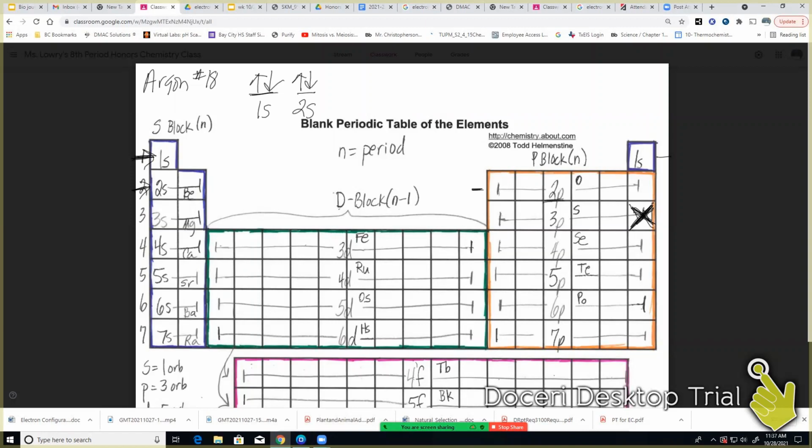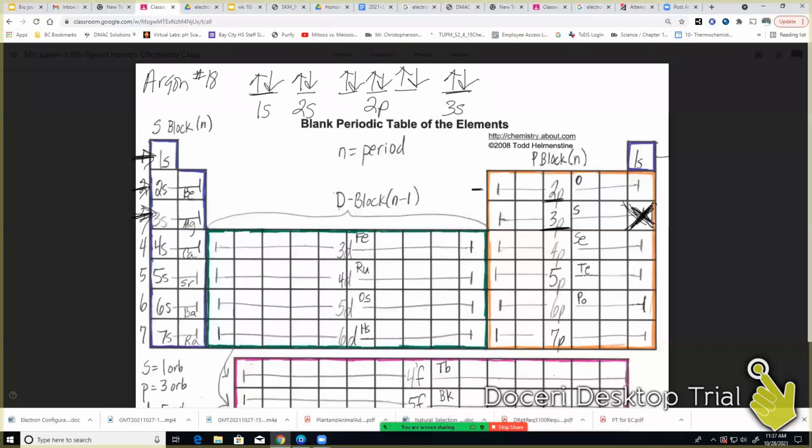The next thing I have is a 2p. Since it's a p, I'm going to draw 3 lines. And it's still before argon, so it's going to be full. So I'm going to say 1, 2, 3, 4, 5, and 6. All right, that's all I have in period 2. Now I'm in period 3. The first thing I have is 3s. It's full, so I'm going to give it 2 electrons.